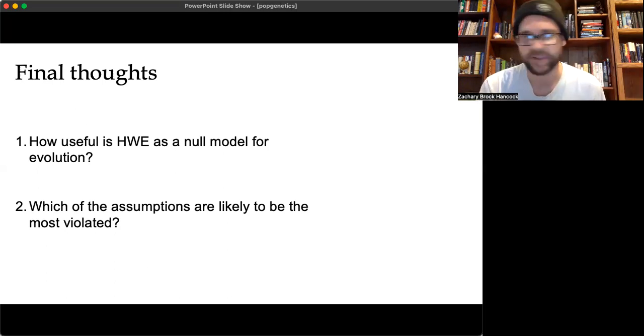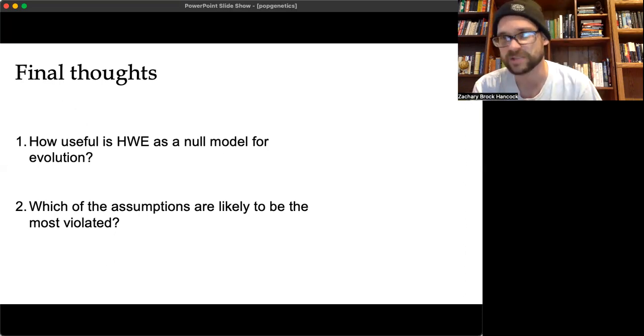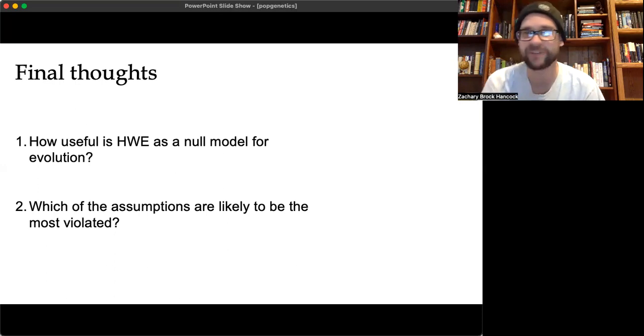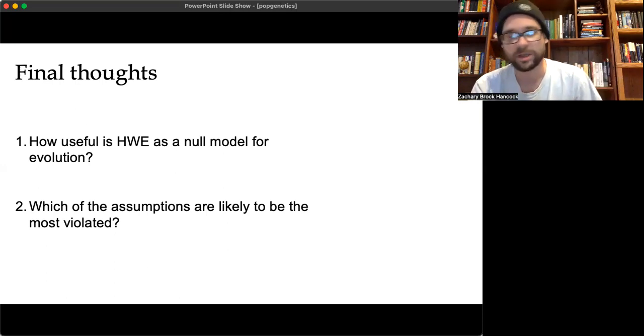And then I've already kind of answered this: which of the assumptions are likely to be the most violated? The infinite population size is always violated, right? It's violated more than any of the other ones, because there is never a situation in which a biological system has an infinite population size, right?